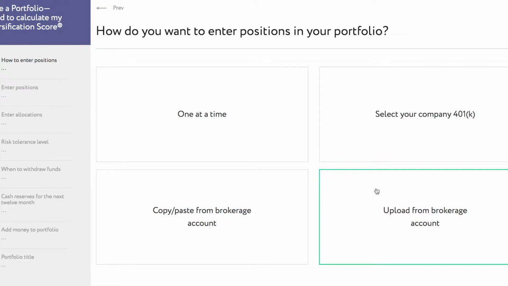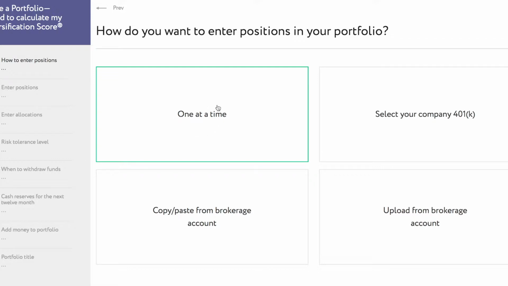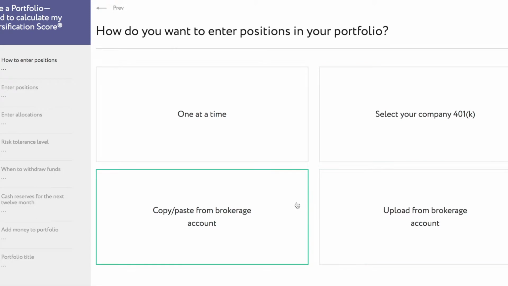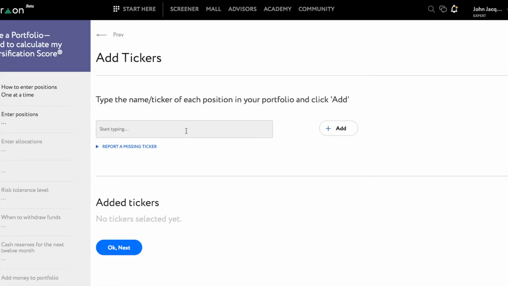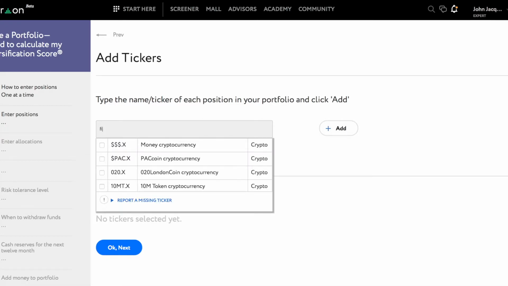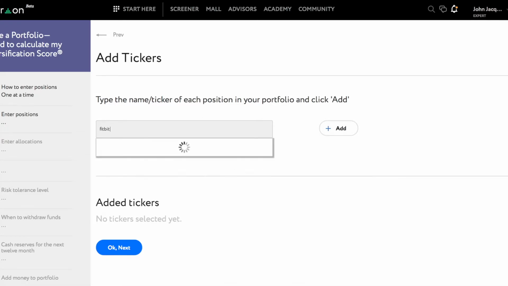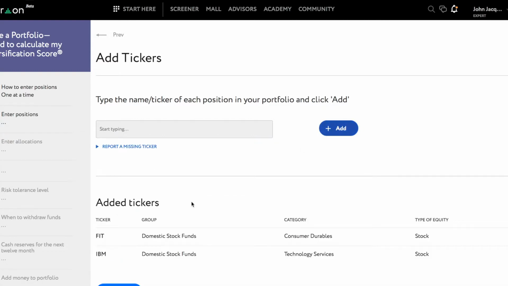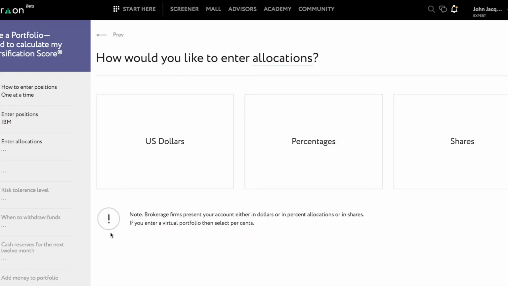If you don't use the option to upload from your brokerage account, you could simply add the tickers one at a time, select your company 401k, or copy and paste the tickers directly from your brokerage account. For demonstrational purposes, let's just add them one at a time. To keep it simple, let's just say we had two stocks, Fitbit and IBM. Let's add the tickers and proceed to the next step.